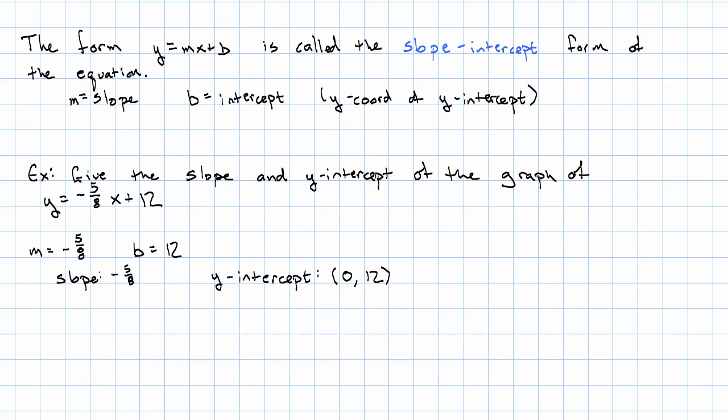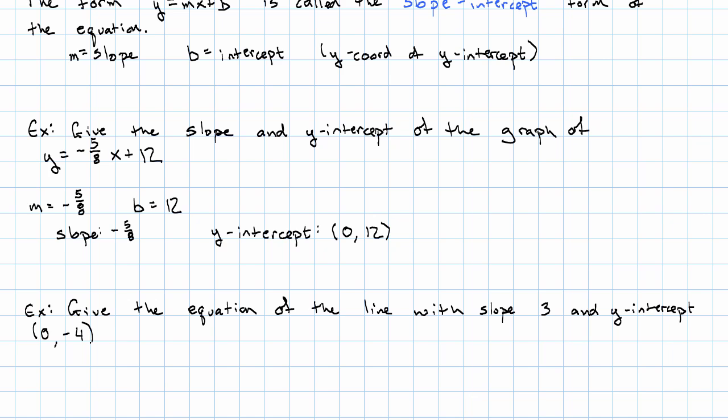We can also go the other way around. Say we want to give the equation of the line with slope 3 and y-intercept (0, negative 4). Well, the slope is 3, so we'll have m equals 3. The y-coordinate of the y-intercept is negative 4. We'll have b equals negative 4. And so we'll have the equation y equals 3x plus negative 4. Or if we don't like writing plus the negative, we can write y equals 3x minus 4. That's all there is to this, right? Looking at this form, we can easily read off the slope, we can easily read off the y-intercept.